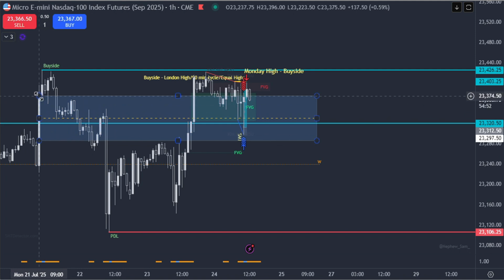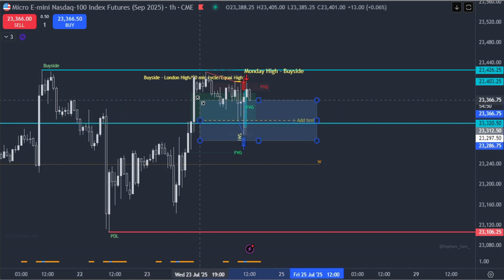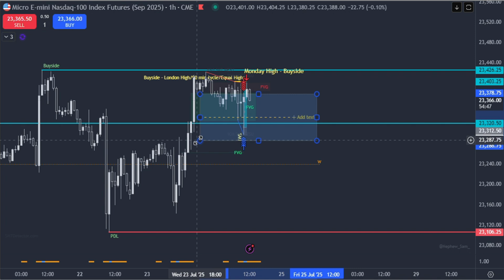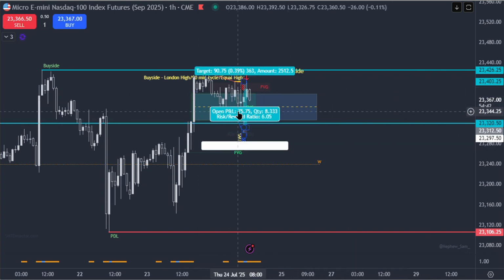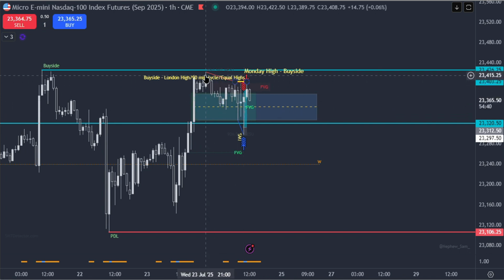Not only that, we have this busy here that I wanted to reject off of. So this is internal liquidity. I was wanting to target external liquidity here and here.